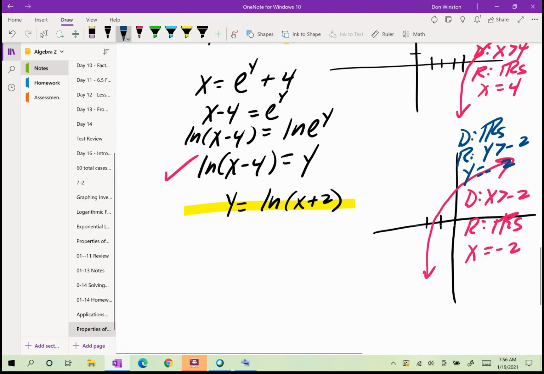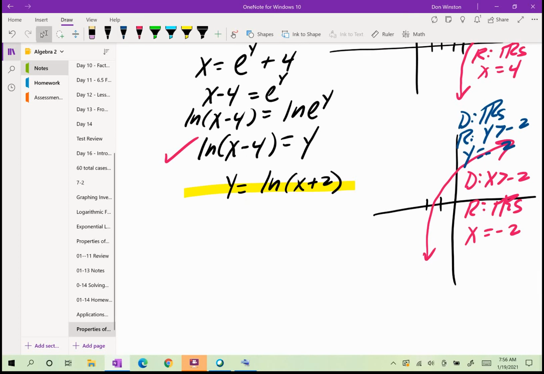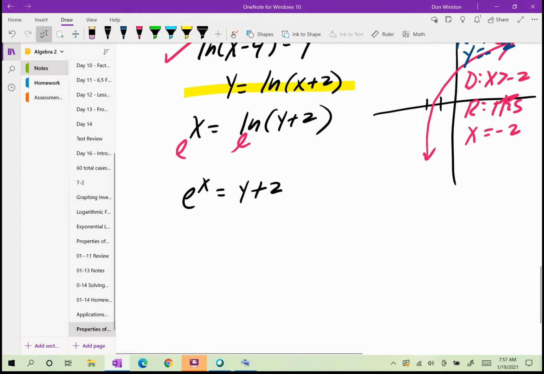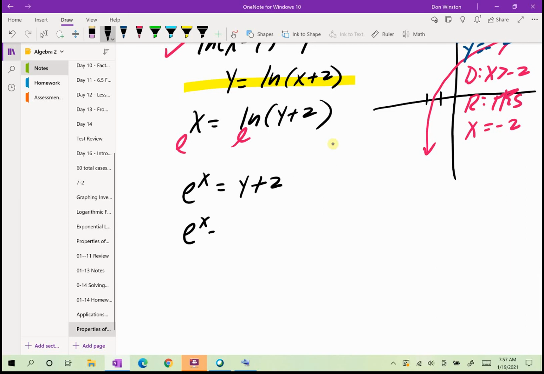So again, how do we find the inverse function? Again, we just switch the x and y's and then we solve for y. So this is going to be x is equal to the natural log of y plus 2. Switch the x and y. Now I have to apply the inverse property. So this is going to be e raised to the x and e raised to that. Now this is going to give me e raised to the x equals y plus 2. And then finally I get e raised to the x minus 2 equals y.